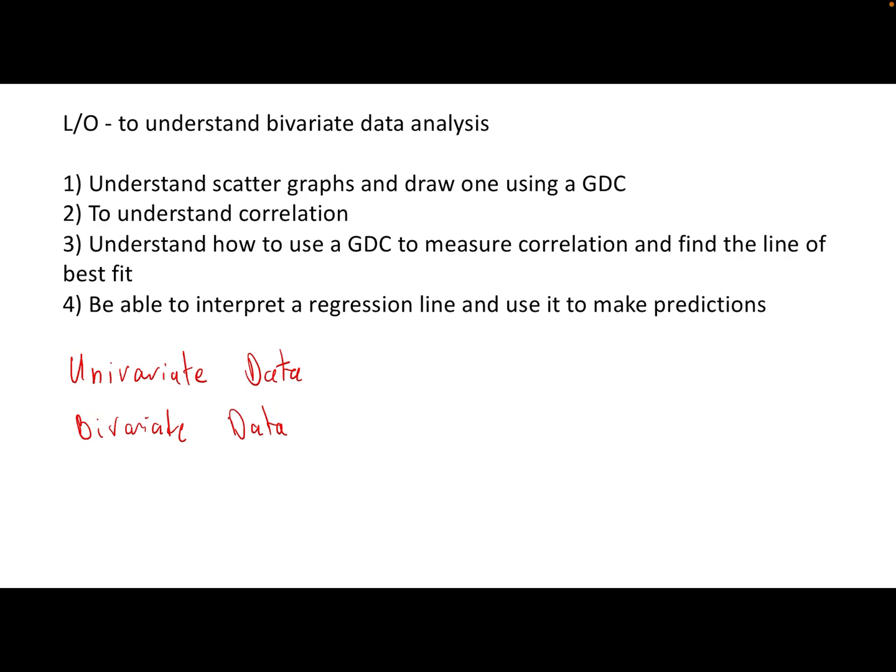Okay, so we're going to understand correlation again. We're going to understand how to use a calculator to measure correlation and find lines of best fit. And this line of best fit, by the way, just for the purposes of vocabulary, we're going to call a regression line. In the past, I've called it a line of best fit. Now we're going to call it a regression line.